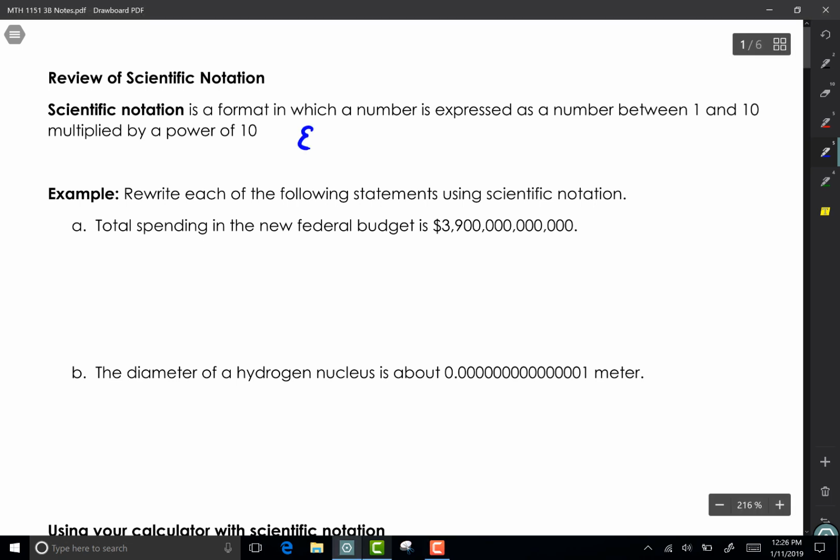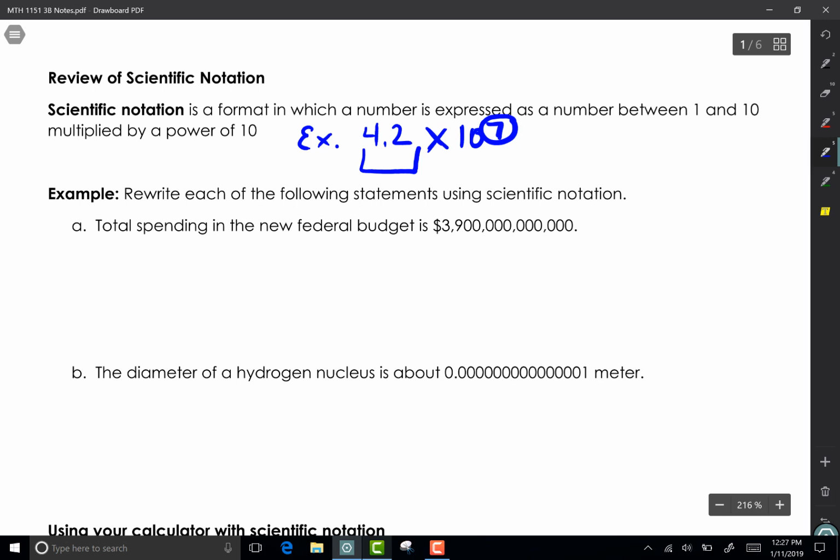So for example, I might have something like 4.2 times 10 to the 7th. So it's always going to be a number between 1 and 10 on the left, and then you multiply by a power of 10. Now, if that power, in this case 7, is a positive number, then it's going to be a large number, meaning you move the decimal place to the right, which would make it bigger. And if the power is a negative number, then you would move your decimal place to the left, which would make it a small number.